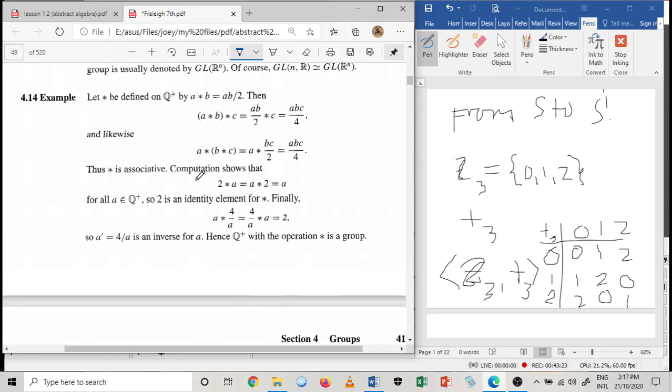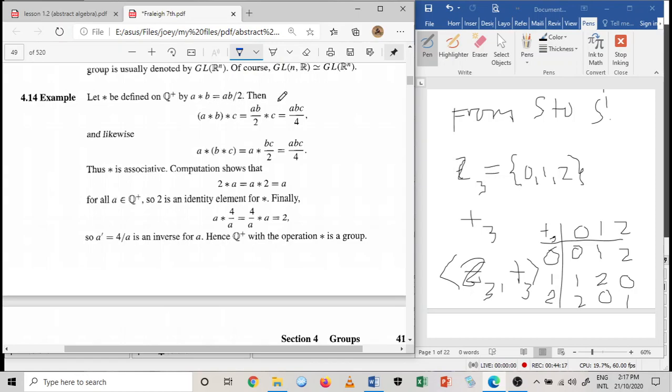Let us now consider an operation which is not one of the 4 fundamental operations. Let us define a special type of operation. Here in example 4.14, we have an operation asterisk defined on the set of positive rational numbers by A operation B is equal to AB over 2. If A and B are rational numbers, the product is a rational number. That rational number divided by 2 would still be a rational number. Also, if both are positive, then the product would be positive. Meaning, this operation actually is closed and well defined. So, it is a binary operation.